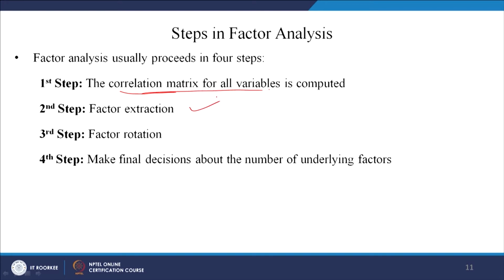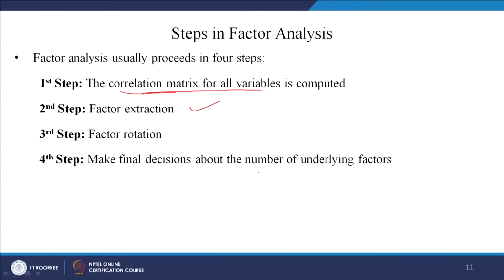Then next is to extract the factors. After that, suppose you do a factor extraction and you find that the variables are loaded into only one factor mostly, and they are not explaining the other factors well. So, we need to make the structure a little simpler and easier. To do that, we use a technique called factor rotation, which I will explain. And finally, we decide the number of underlying factors and we give names to them.